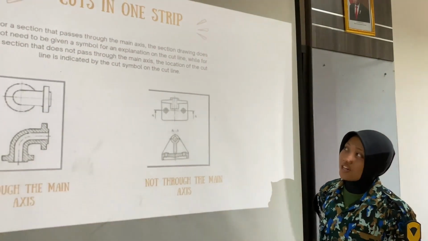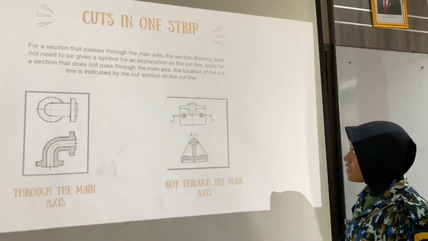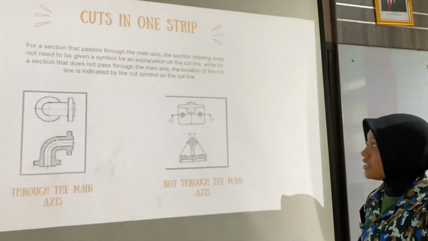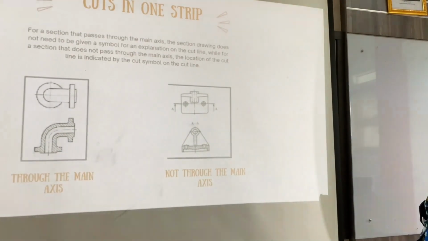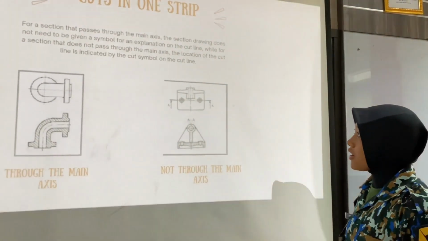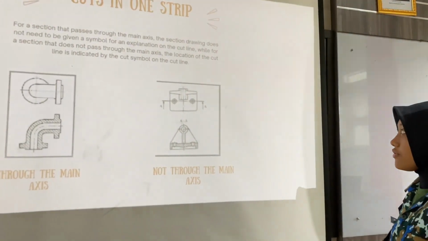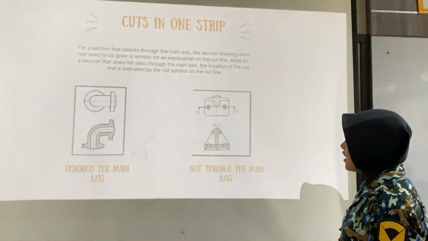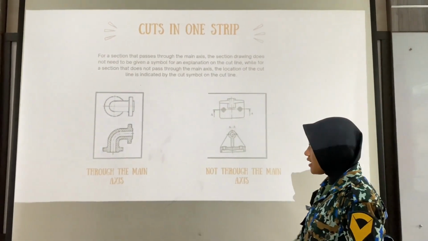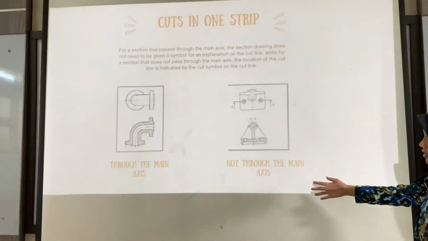Cuts in one plane. For a section that passes through the main axis, the section drawing does not need to be given a symbol for an explanation on the cut line. Meanwhile, for a section that does not pass through the main axis, the location of the cut line is indicated by the cut symbol on the cut line. This is an example for through the main axis and not through the main axis.